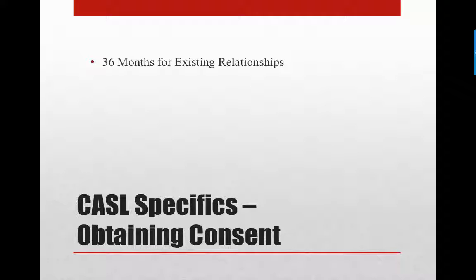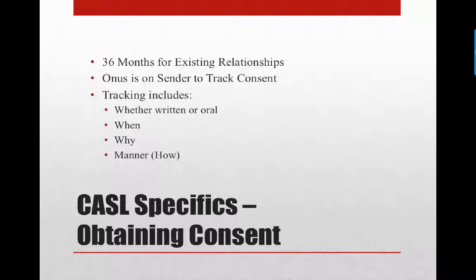First of all, if you have an existing relationship, you get a 36-month grace period on this. By the time that is up, you need to have permission from your customers and prospects that you're working with today as well. But for new contacts, new people being added to your list, the onus is on you, the sender, to track consent. And tracking includes how you got consent.